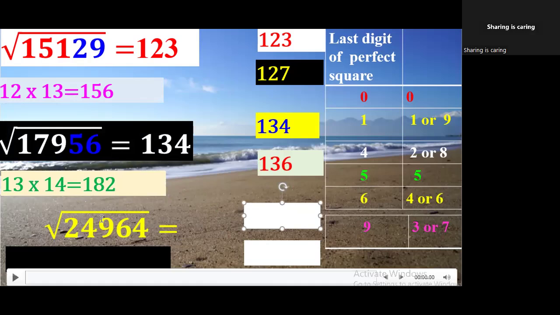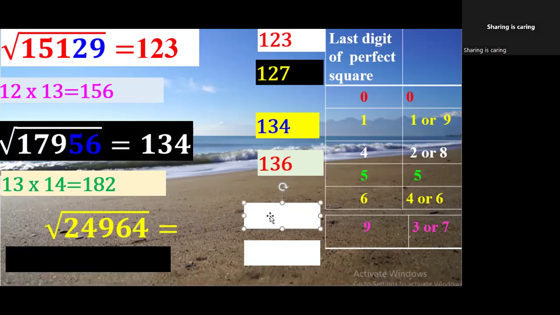24,964. So the last digit is 4; either it will be 2 or 8. Then I don't need the last 2 digits now. I'll make it a different color. Then, if you multiply 15 by 15, it will be 225. Am I right? 15 times 15 is 225.